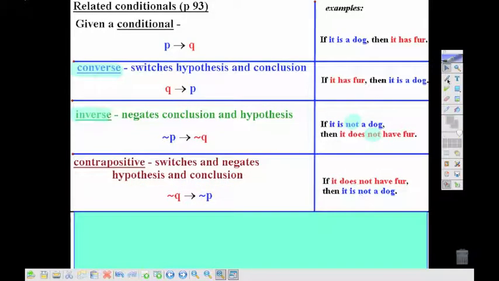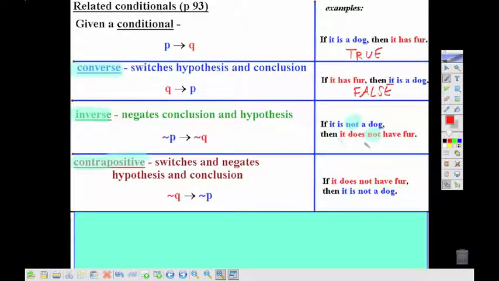The contrapositive then is turning around what we did with the inverse and saying if not Q, then not P. If it does not have fur, then it is not a dog. Now notice something about these. If it is a dog, then it has fur, we could say that that's a true statement. But if I turn it around, if it has fur, then it is a dog, I can find a counterexample for that, like a cat has fur, but is not a dog. So this statement is now false.